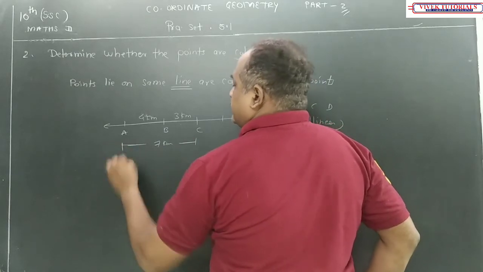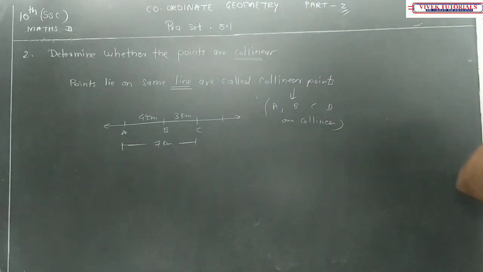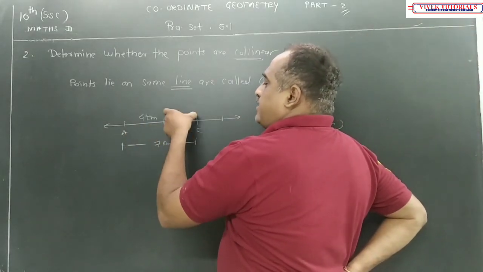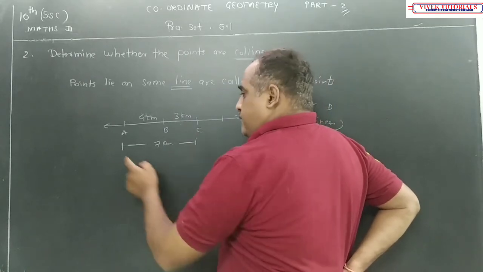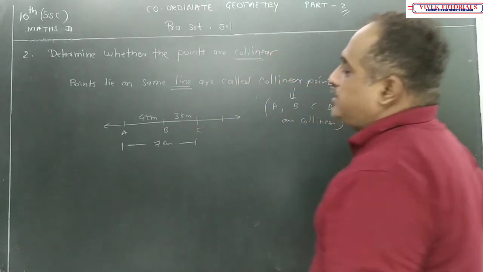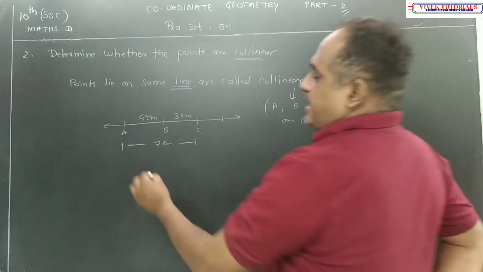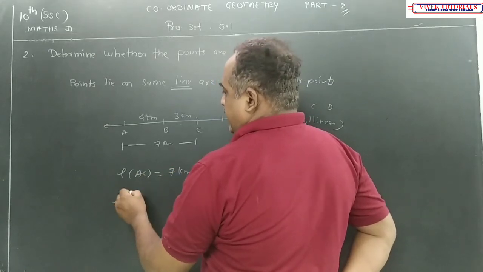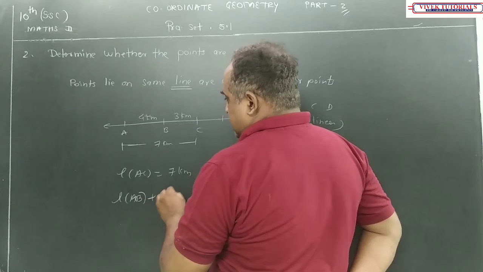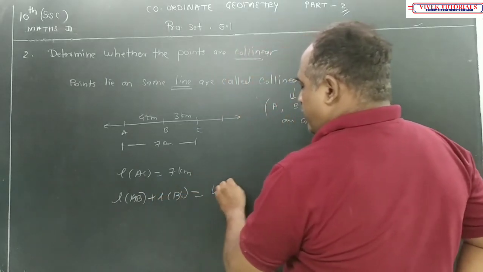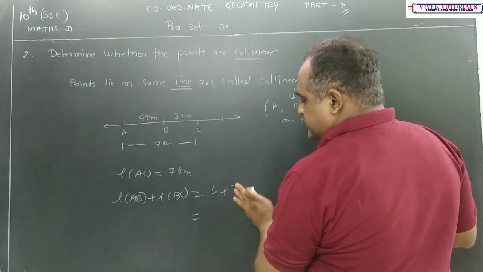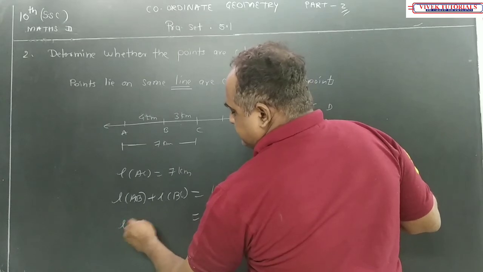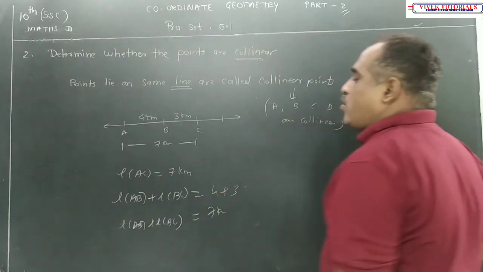So this is the concept. Once again, if the 3 points are collinear, and you know that AB distance is 4 and BC is 3, then AC should be equal to 7 kilometers. Length AC is equal to 7 kilometers, and length AB plus length BC is 4 plus 3, which is 7 kilometers. Have you understood this? Length AB plus length BC. What are you going to do?